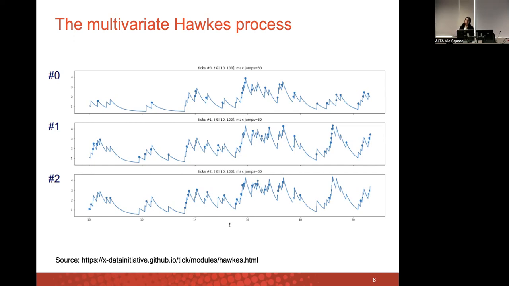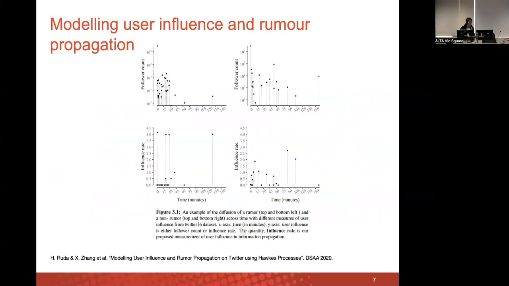A user has a prior intensity to propagate information that I receive; I have a prior probability, but I'm also affected by others whom I'm following on the social network, and that's called the mutual excitement process. Okay, and this is some work that we have done. On the left, we compared, using the rumor data, the propagation process for rumors and non-rumors using the Hawkes process.